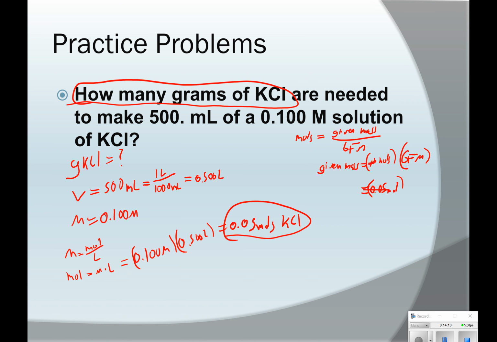And that's going to be, I'm going to do this up here. We have K at 39 grams per mole. And chlorine, I'm going to round it to the ones, 35 grams per mole. This gives us a total of 74 grams per mole.